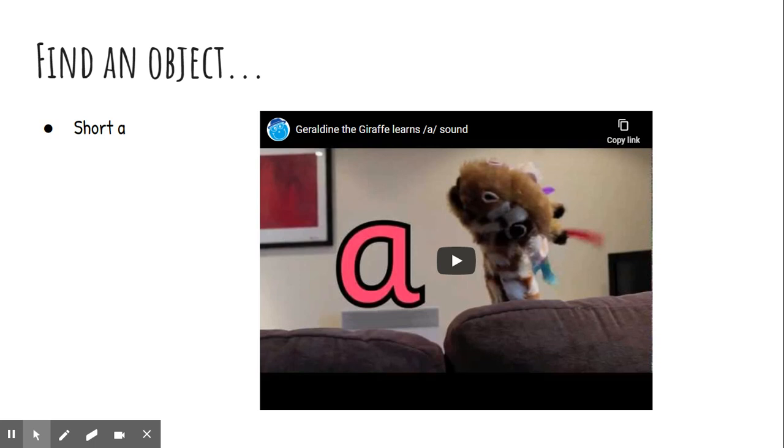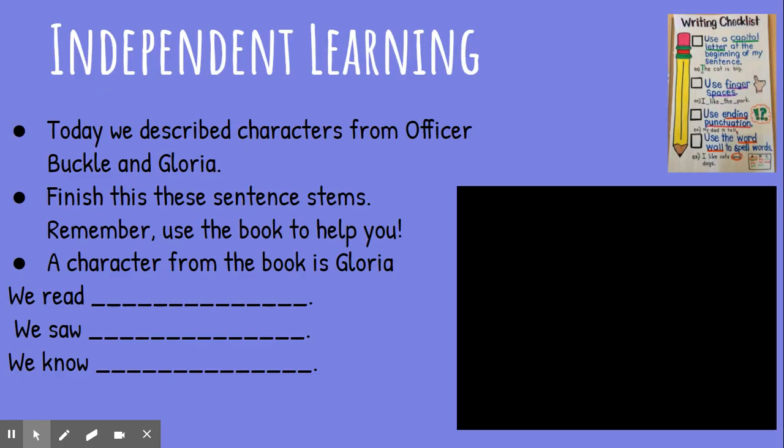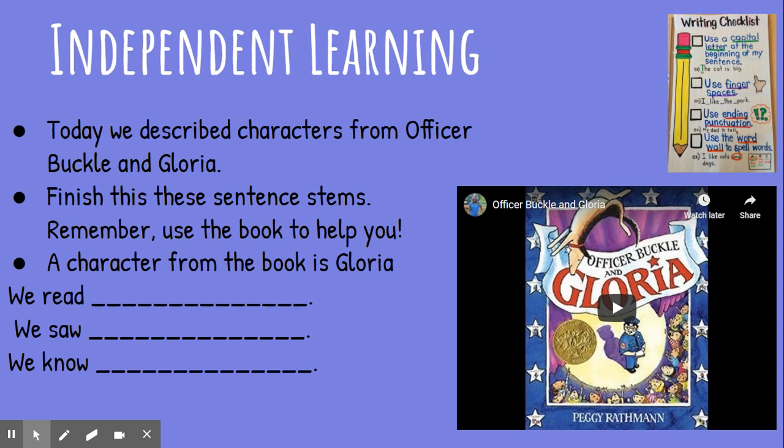Watch this video to learn the short A sound with Geraldine the giraffe. Do you remember what sound short A makes? Maybe you can figure it out with Geraldine. After you watch this video, then it's your independent learning work.